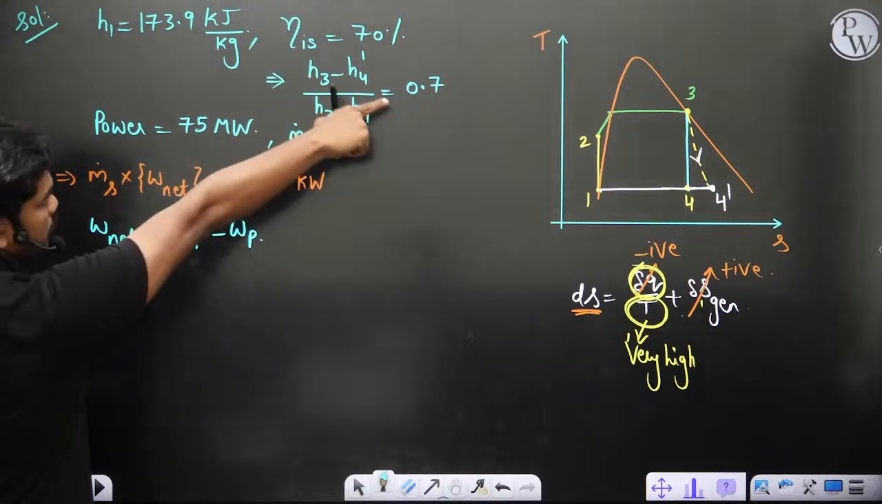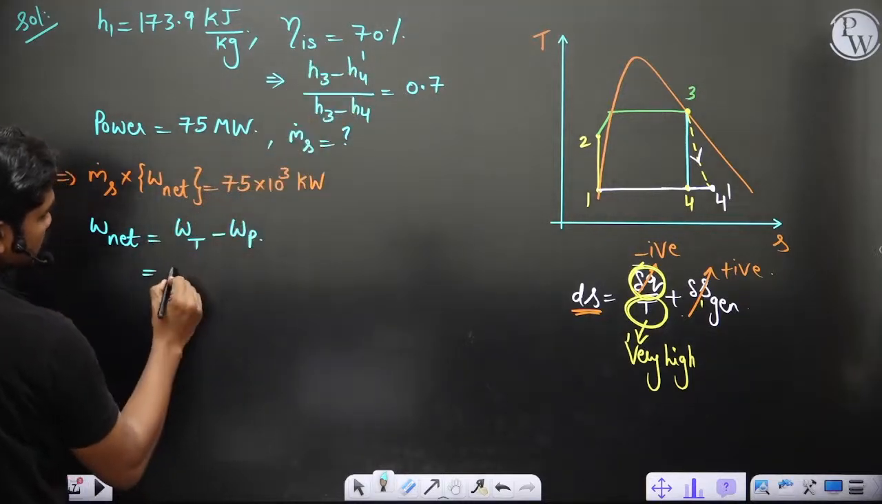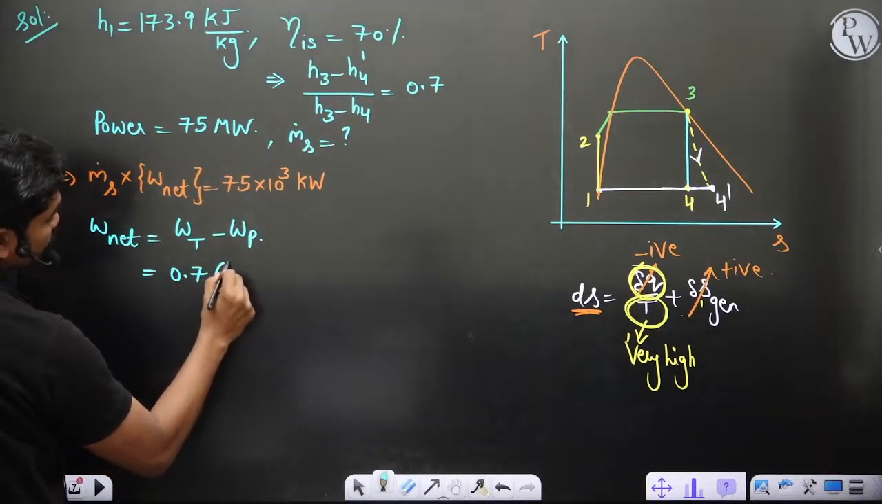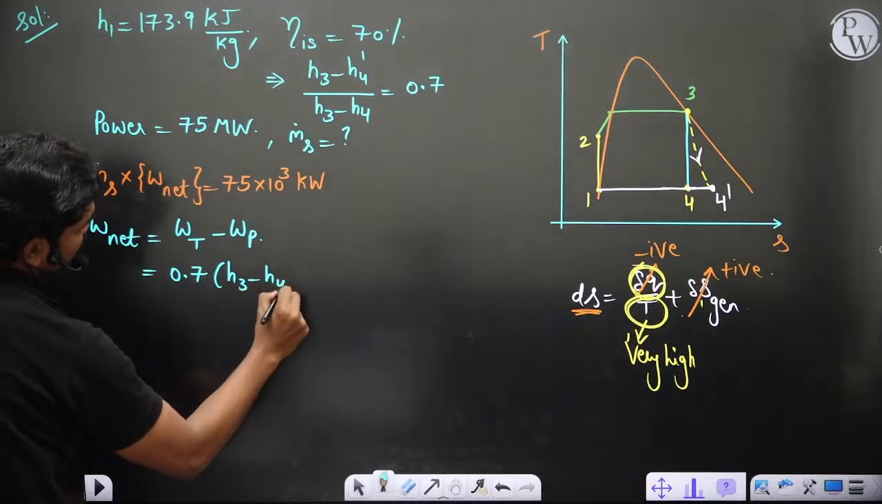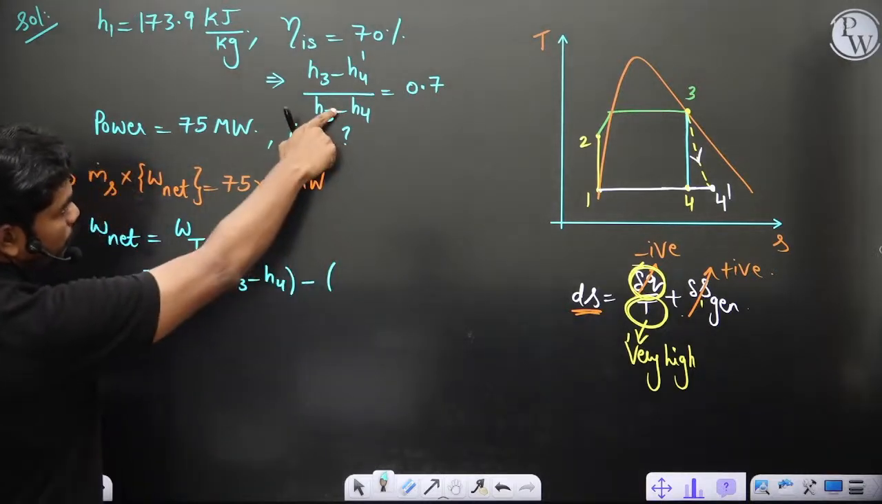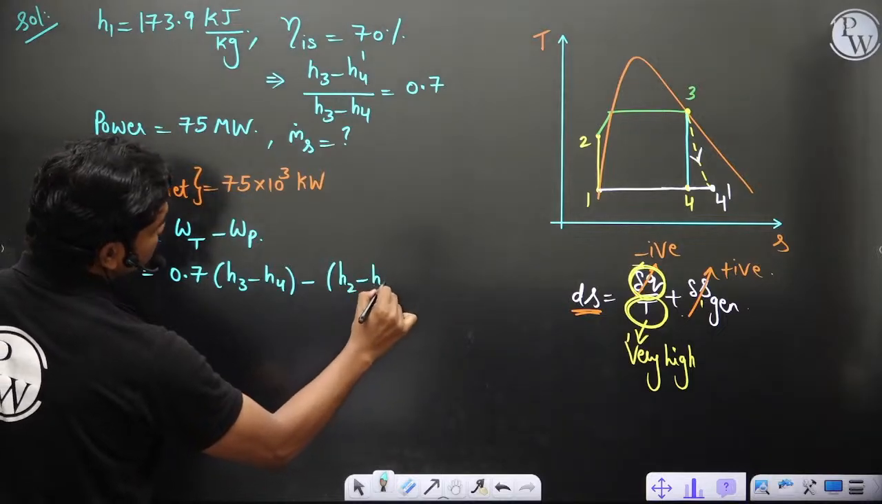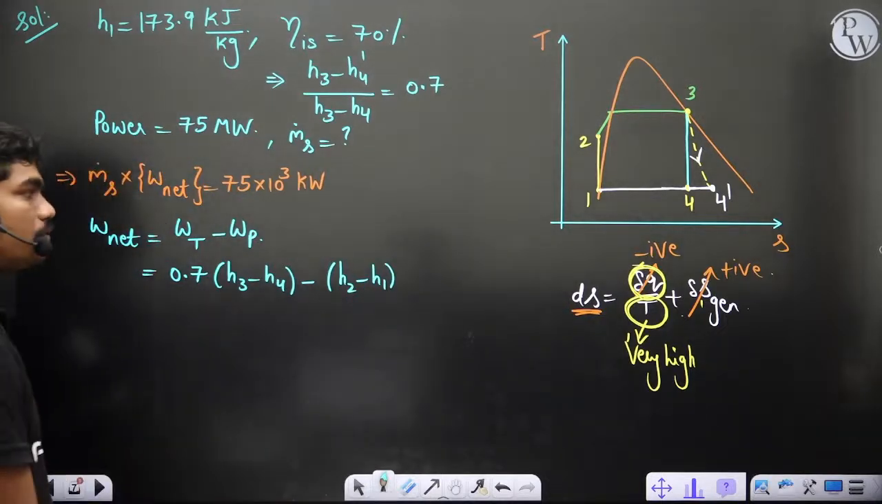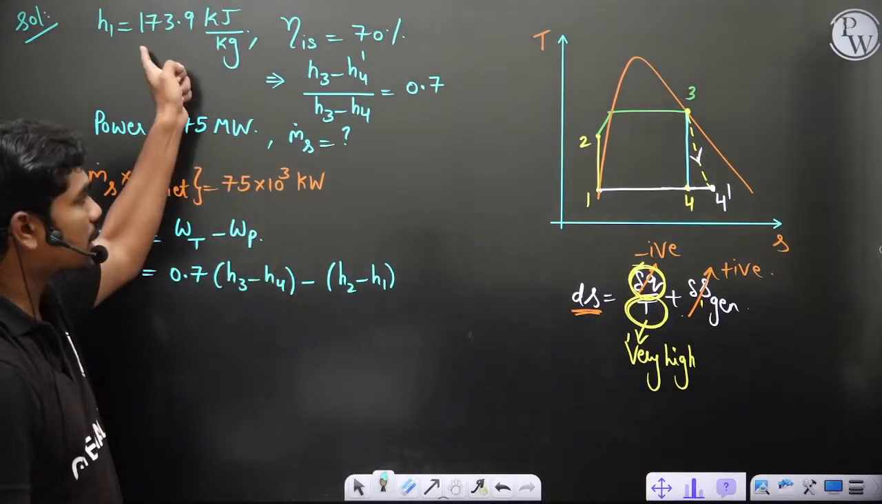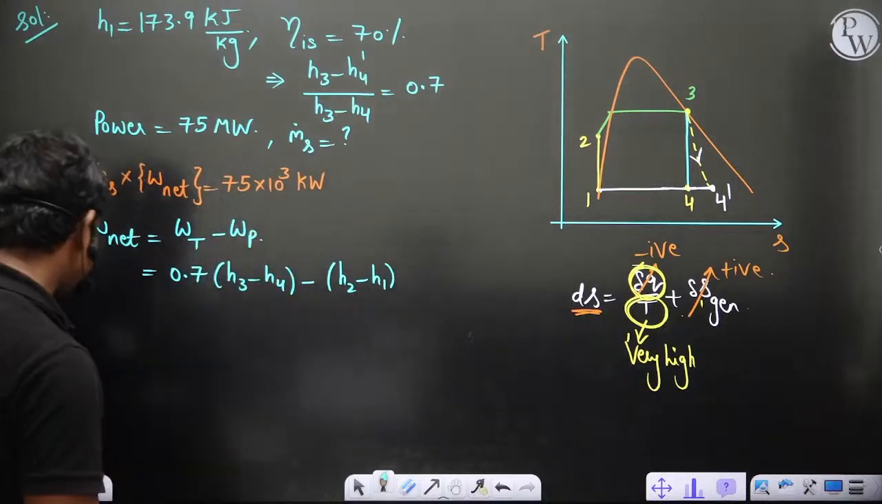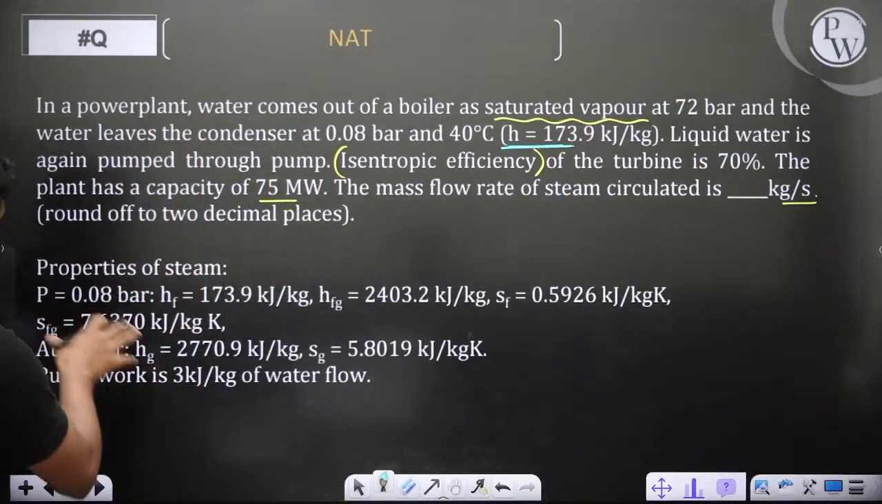So what is work done by the turbine? H3 minus H4 dash, which is actually 0.7 times of H3 minus H4, minus what is pump work? H2 minus H1. So H2 minus H1 is actually the pump work. Because 1 is the condition at the outlet of the condenser, they have given you this. Now let us see properties of steam.